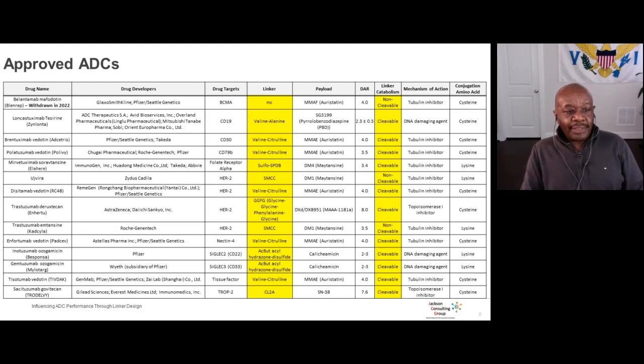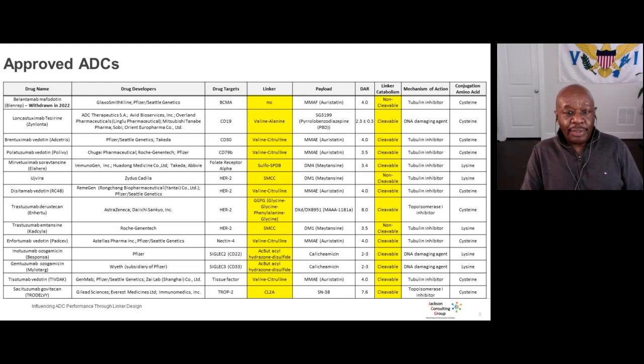In this slide, I want to talk about what the current state of the art is for linkers, and also linker catabolism, as it relates to ADCs that are already approved. All these ADCs have already been shown to be efficacious and to be safe. That's why 13 have been approved globally, and 11 have been approved by the FDA.